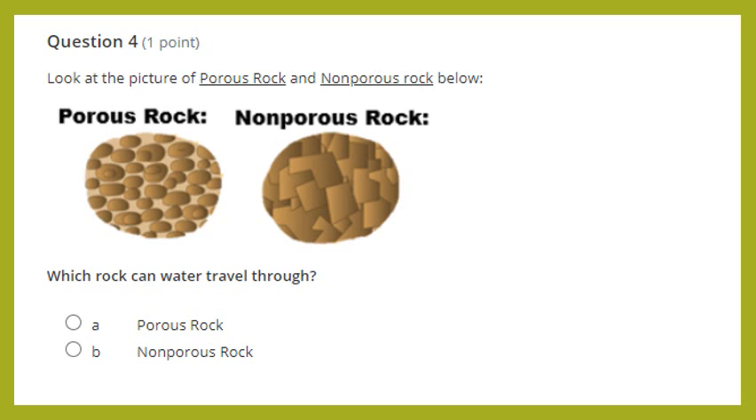Question 4. Look at the picture of porous and non-porous rock below. So porous rock, those little circles represent sediment, and rocks are made of different sediments. And it looks like there's lots of space in between that porous rock. If I move over to the non-porous rock, the sediments look like squares, and they are so close together that they overlap, they cross each other, and it doesn't look like there's a lot of space. So which rock can water travel through? Porous rock, A, or B, non-porous rock? Remember, water needs space to travel, so which rock has more space?